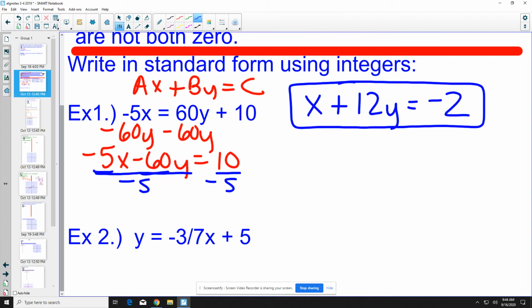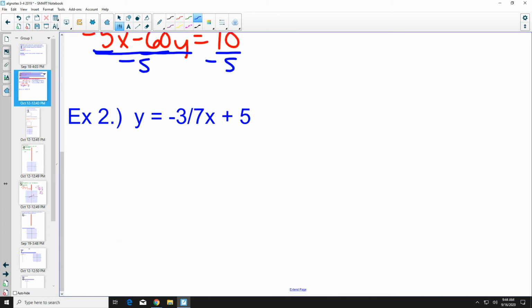All right, let's do another one together to make sure that we have this. Write down number 2 in your notebook: y equals negative 3/7 x plus 5. Our first goal is to get x and y on the left side. I notice x is on the right, so I'm going to add 3/7 x to both sides.